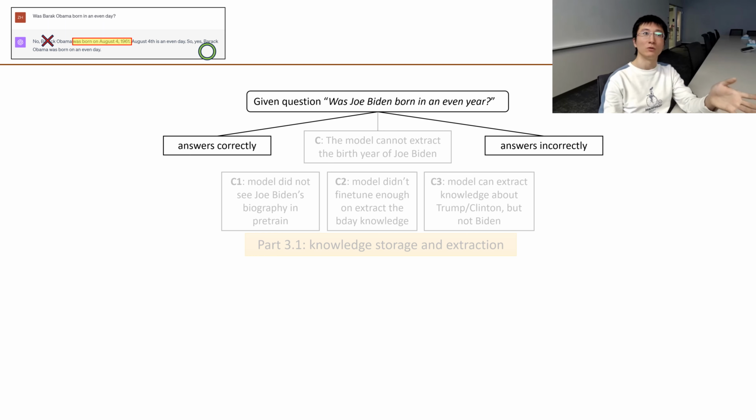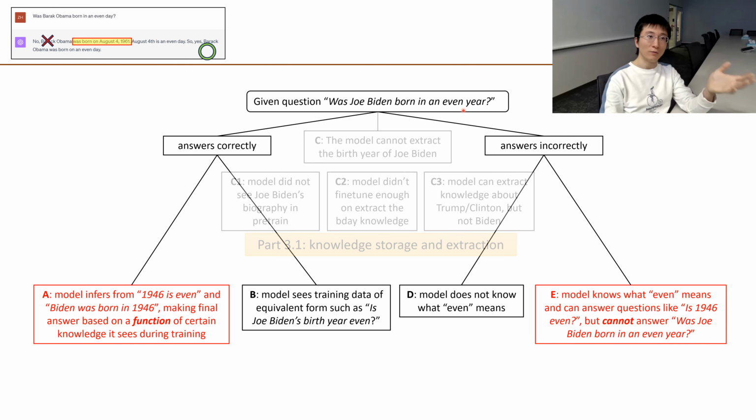Now you can begin to test if the model can answer the even or odd question regarding the birthdays of every celebrity on Wikipedia, right? You can collect the data. But still, I claim that there are two other possible subtleties.